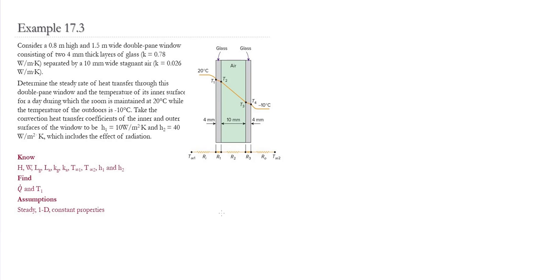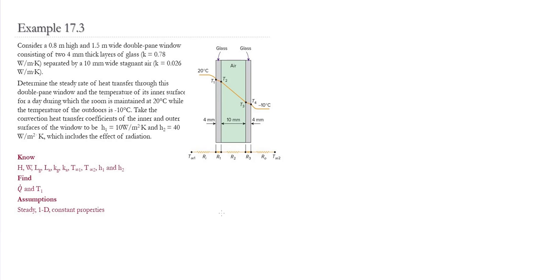The inside of the room is maintained at 20 Celsius, while the outdoors is maintained at negative 10 Celsius. We're going to use the convection heat transfer coefficients as 10 watts per meter square Kelvin and 40 watts per meter square Kelvin respectively. And this convection coefficient is going to include the effect of radiation. We're going to assume that this problem is steady, one-dimensional, and has constant properties.